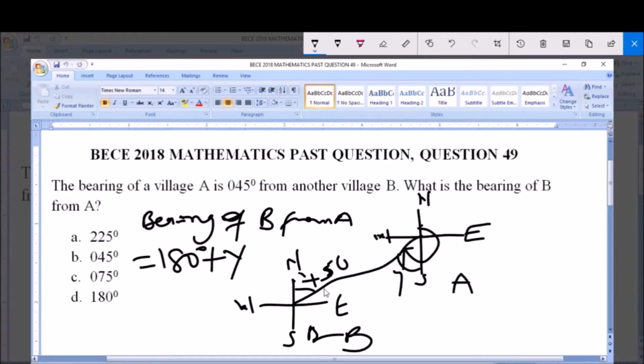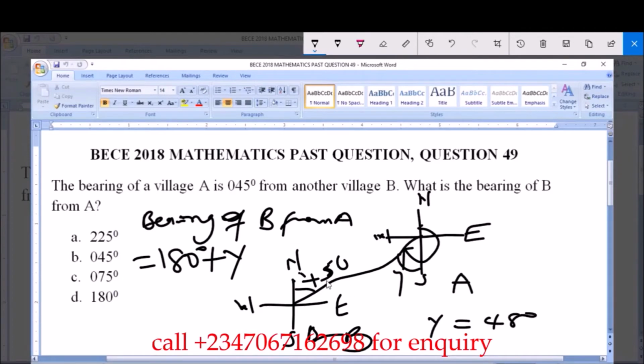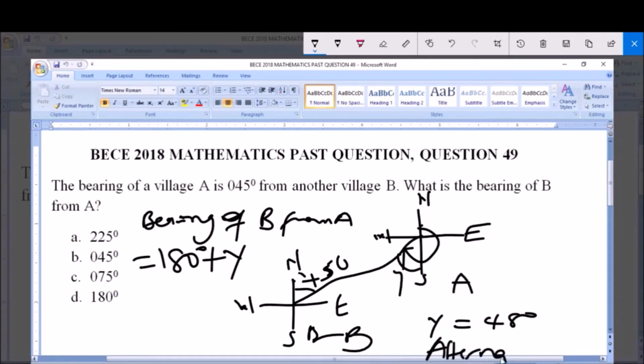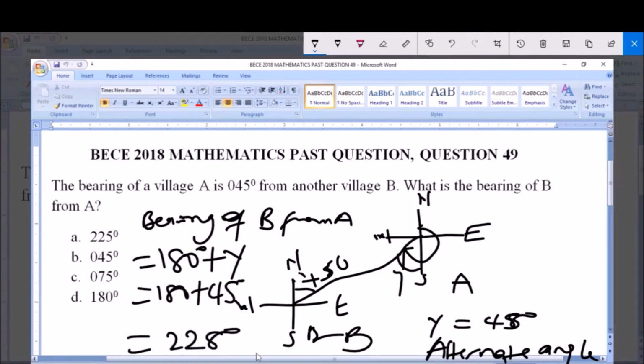y is equal to this angle 45 because they are alternate angles. y is equal to 45 degrees. This angle here is equal to this y here. Alternate angles. I'm sure you have seen it in theorems. So they are equal, and that is why y is equal to 45 degrees. So the bearing of B from A is equal to 180 degrees plus 45 degrees, and this is equal to 225 degrees. Therefore the bearing of B from A is 225. And option A corresponds to our answer, 225. So A is the correct answer.